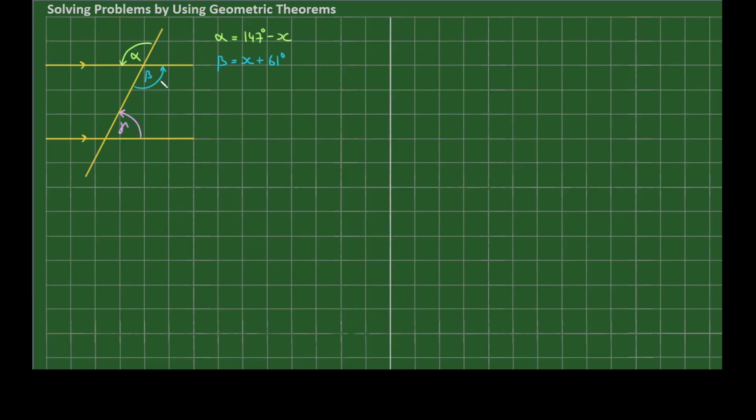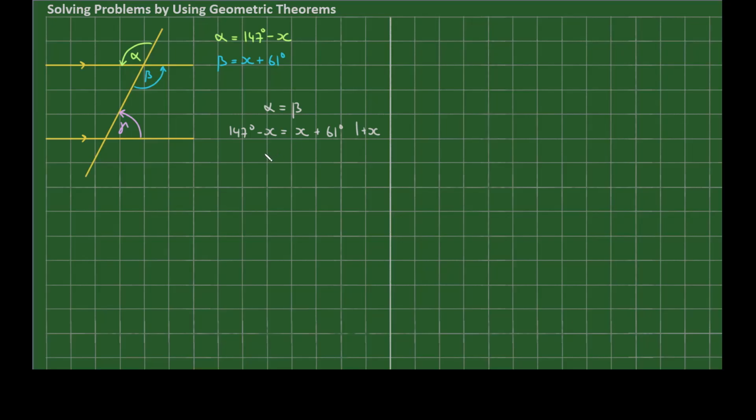Angles alpha and beta are vertically opposite. This means that they are congruent. And so I can write that alpha equals beta. Alpha is the same as 147 minus x, while beta is the same as x plus 61. To solve for x, I need to do some transposing. I'm firstly going to add x to both sides.